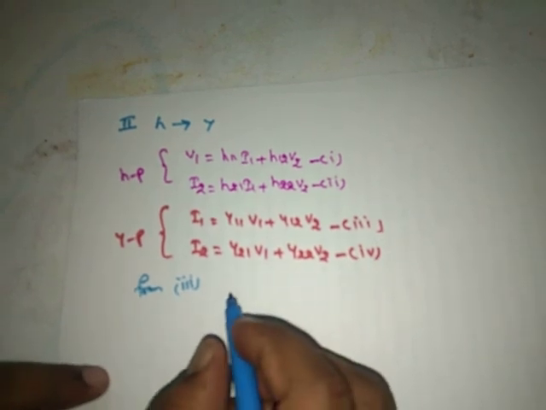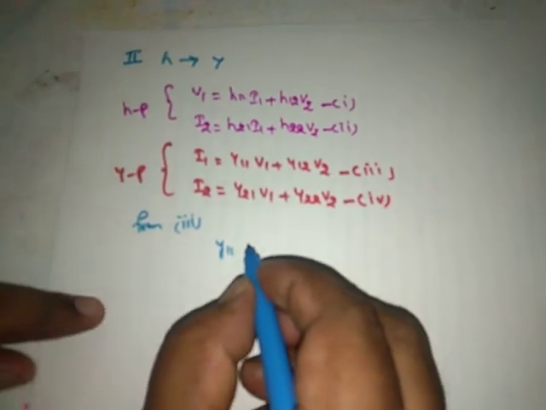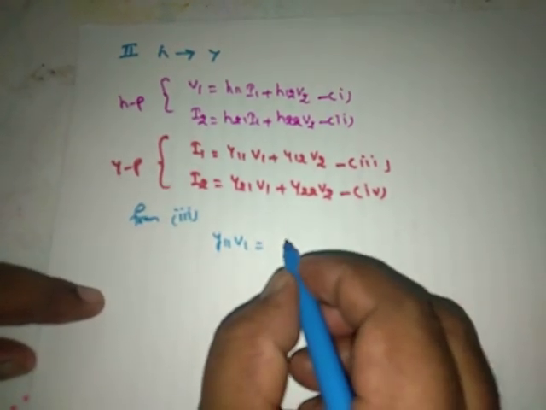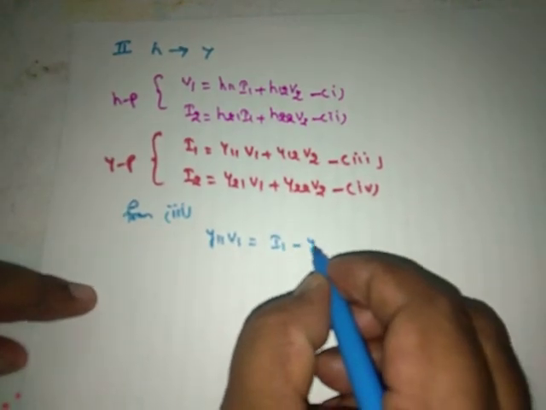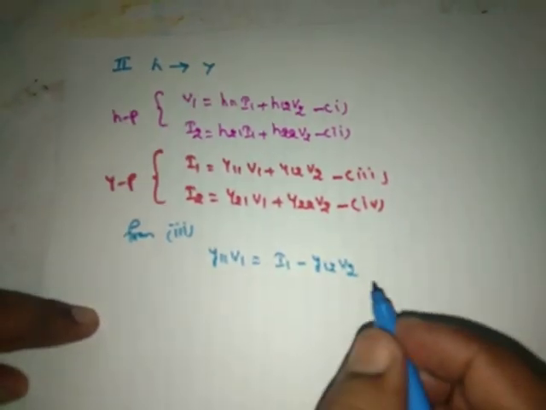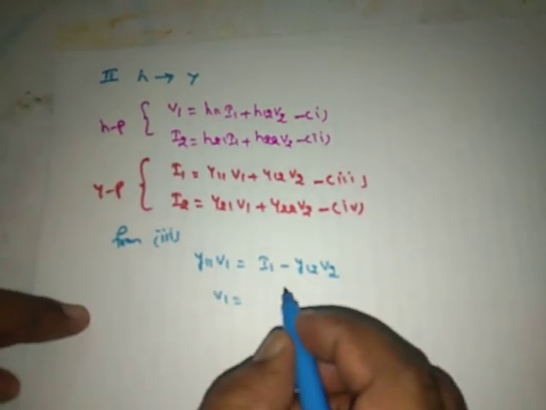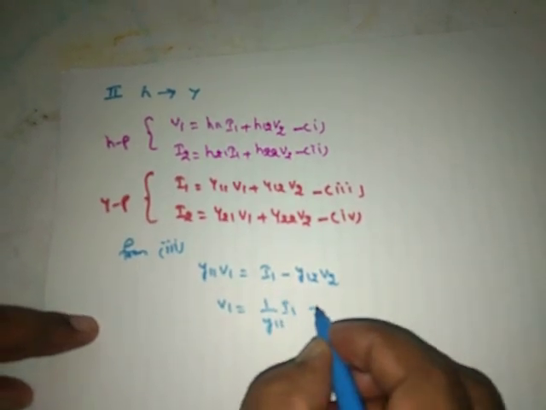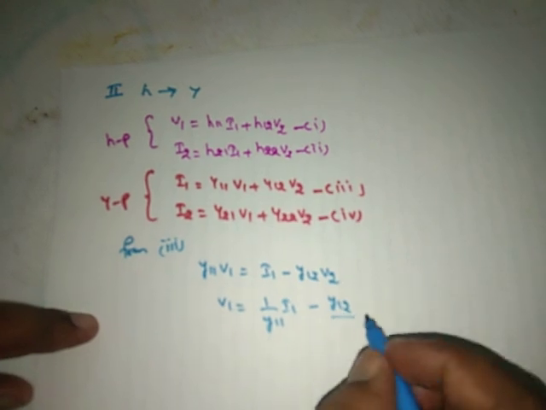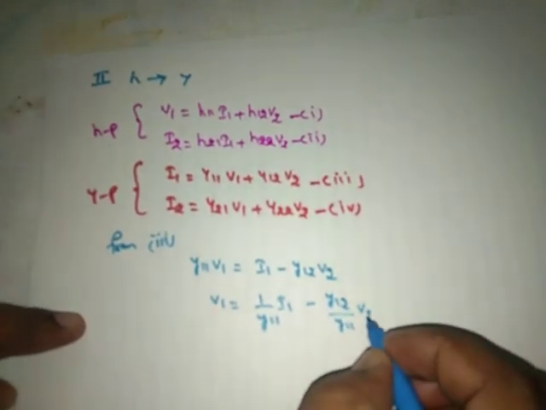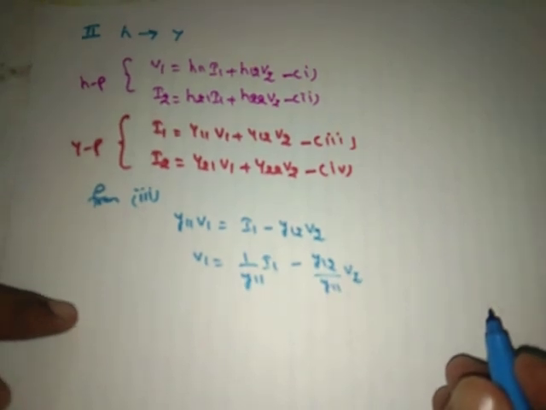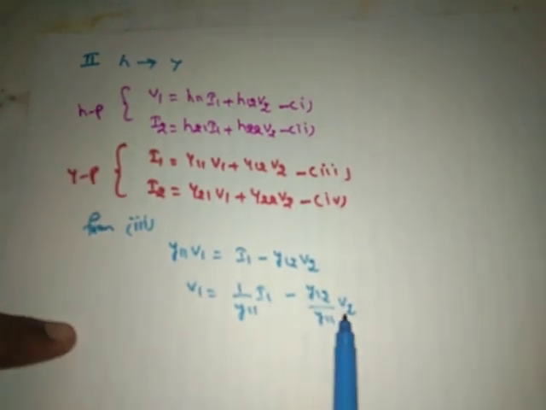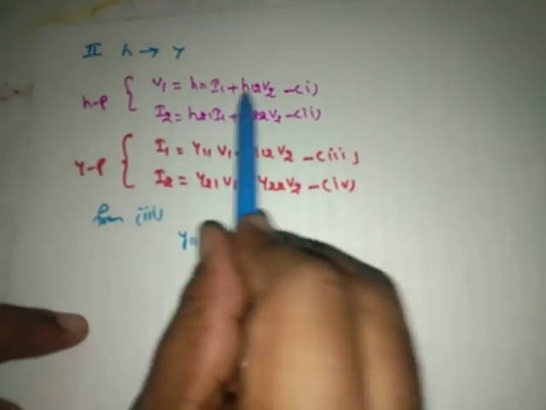What is third? From third, Y11 V1 is equal to I1 minus Y12 V2. From that V1 is equal to 1 by Y11 I1 minus Y12 by Y11 V2. So first expression is over. V1 depends upon I1 and V2. Here observe, here H parameter, V1 depends upon I1 and V2.